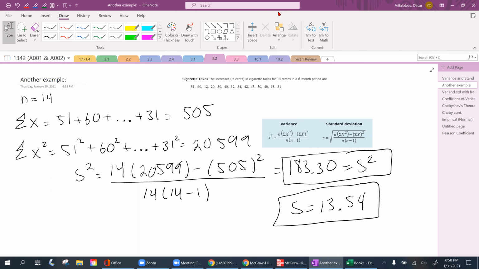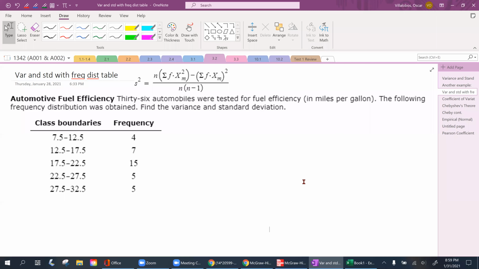Awesome. Let's move on to the next example. Our next example is finding the variance and standard deviation, but with a frequency distribution table. Our formulas are going to be about the same, but it's going to be dealing with midpoint, pretty similar to the previous homework sections that we had. Once we have our class boundaries and frequency, I'm going to expand this table, and we're going to find my midpoint.